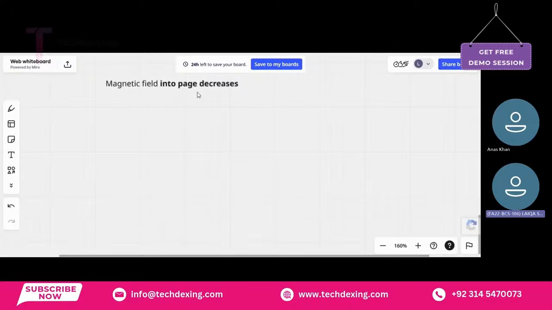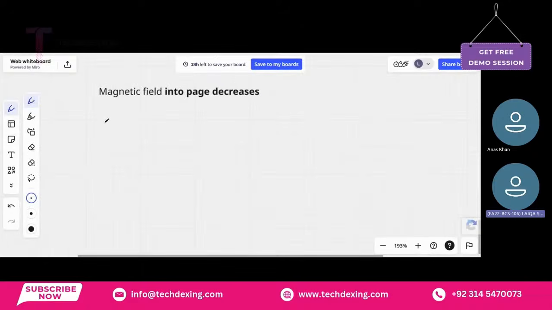The magnetic field into the page is decreasing. What would be the effect on the flux? The flux is directly proportional, so it will also decrease. Very good. The magnetic field is decreasing, it means that its flux is decreasing.